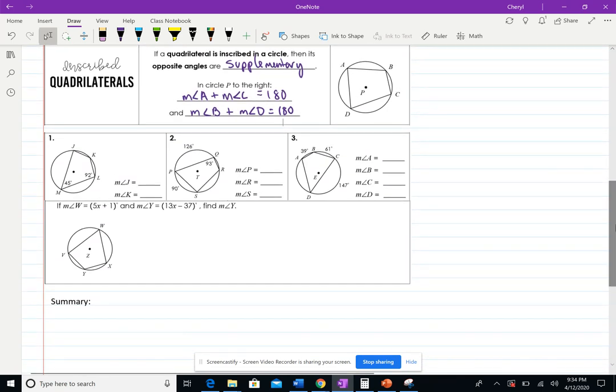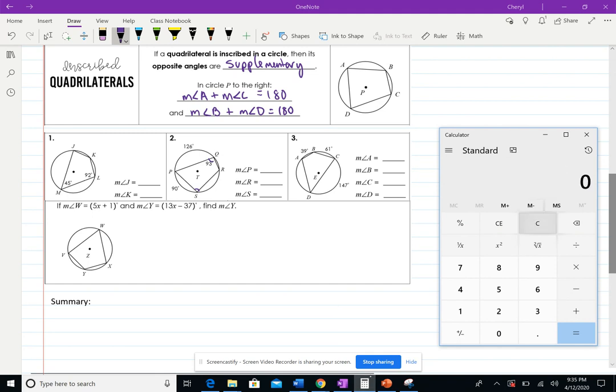Let's start with number 2. So we know that opposite angles are supplementary. So angle Q is 93 and angle S is 180 minus 93. So S is 87.